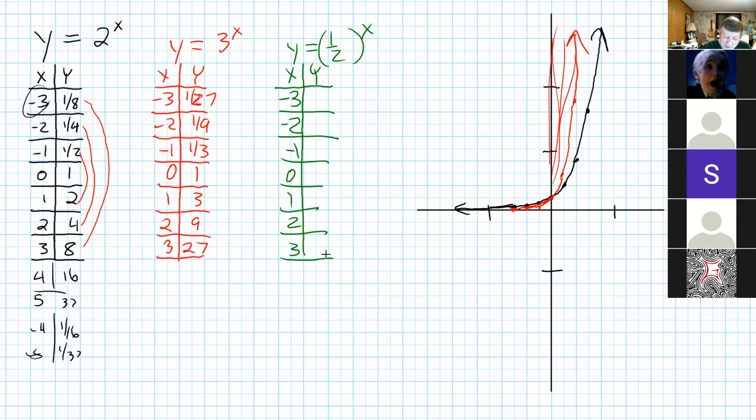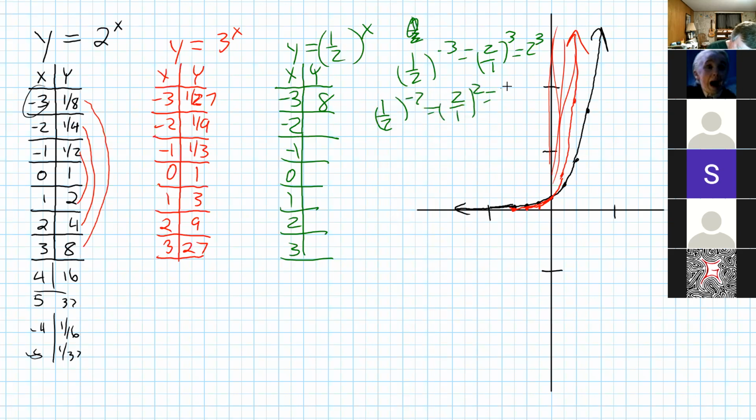Let's take a look at this. Y equals 1/2 to the x power. So now 1/2 to the -3 power would be 2 over 1 to the 3rd power, which would be 2 to the 3rd power, which is 8. Okay. 1/2 to the -2 power would be 2 over 1 to the 2 power, which is 2 to the 2 power, which is 4. 1/2 to the -1 is 2 over 1 to the 1, which is 2 to the 1, which is 2.